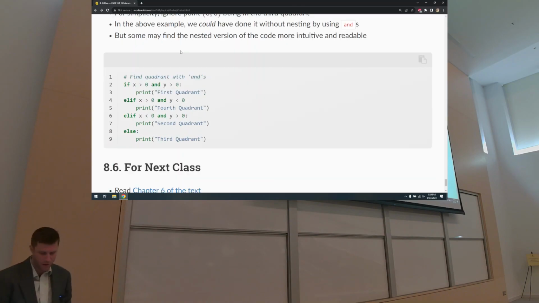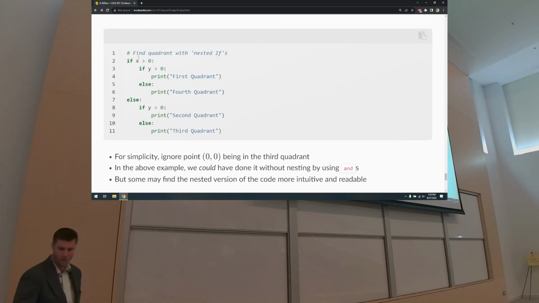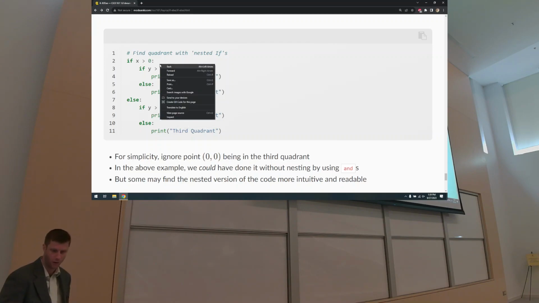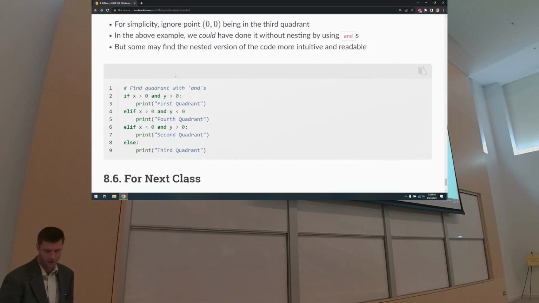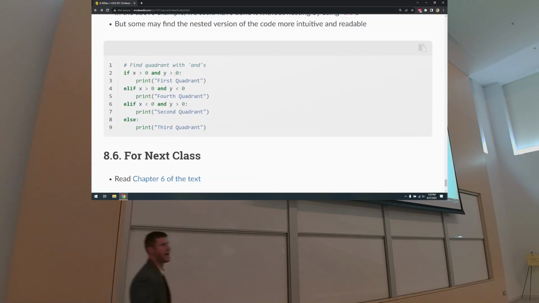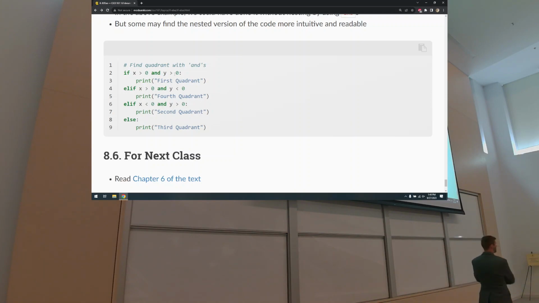But we could do this the same way with an and. When you nest them like this, both of these conditions have to be true in order for this print to run, right? So it's just like and. If this is true and this is true, we print that. So we could do the same thing without nesting, like this. If x is greater than 0 and y is greater than 0, it's the first, and so on and so on and so on.